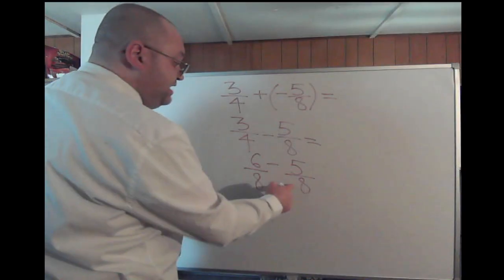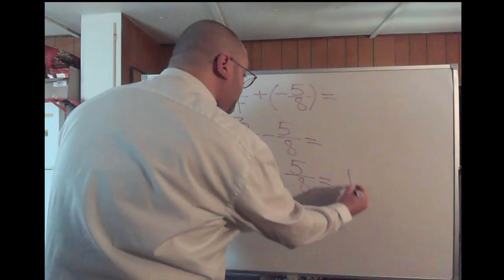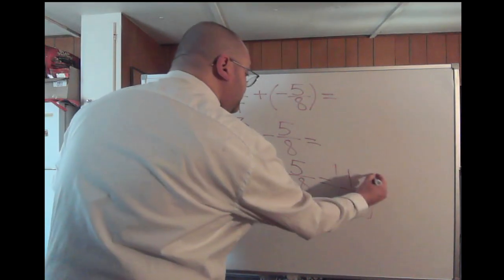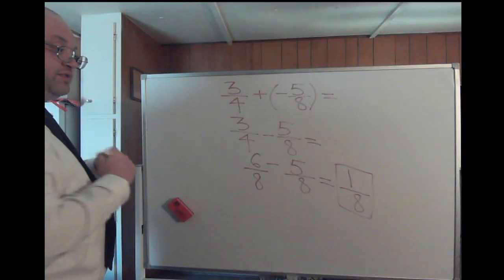Now they have the same denominator, we can do the subtraction. So 6 minus 5, that's just 1. Denominator stays 8. And your answer is going to be 1/8. That's exactly what you get, is 1/8.